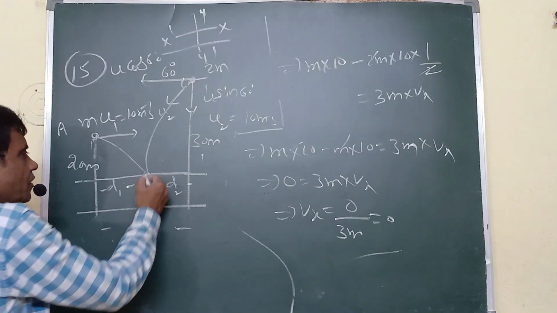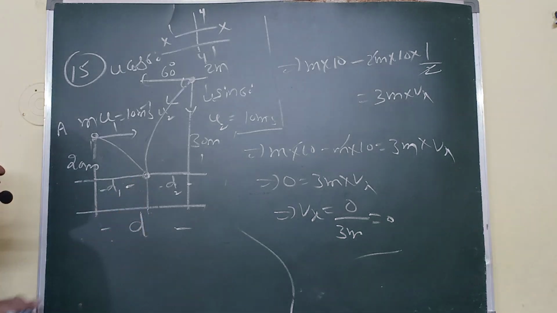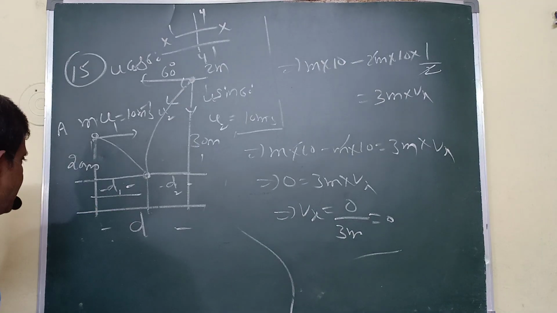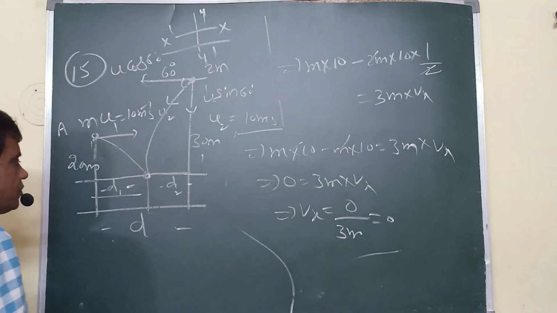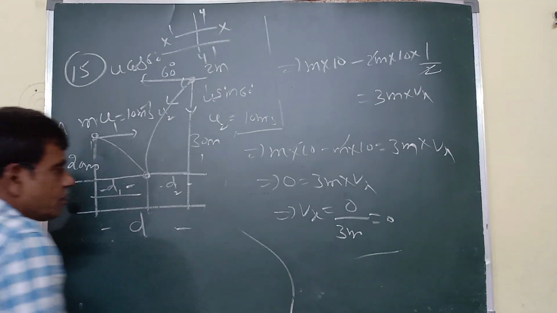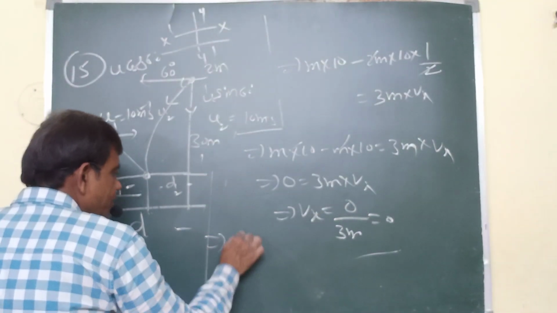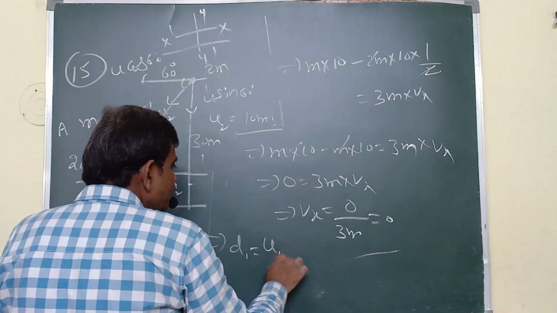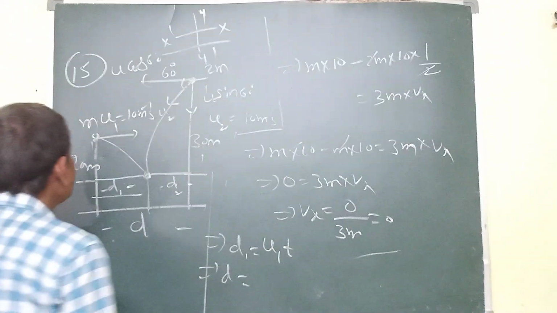Rest means what? From here it is like freely falling. Freely falling means where is it falling? At d1 distance from here. d1 I want to find. On the ground, where is it falling? From here d1 or from here d2? From here I am taking d1. So what about d1? Already we have derived one equation: velocity into time, u1 into t. So what is the u1?